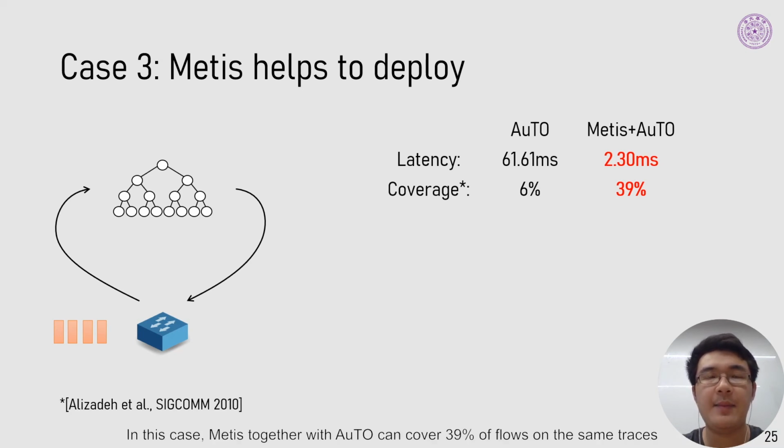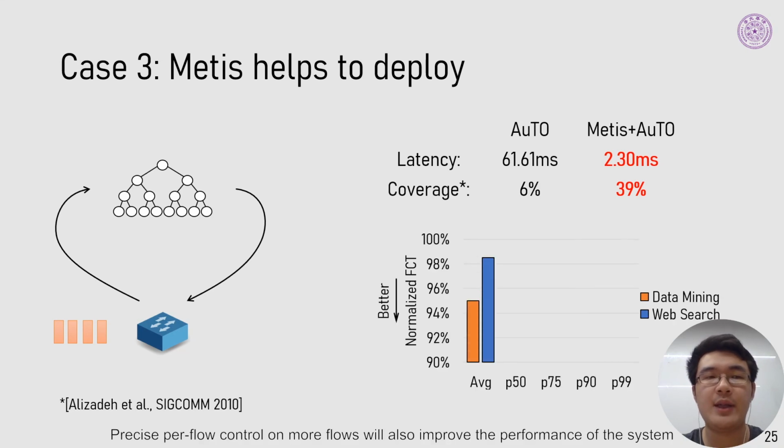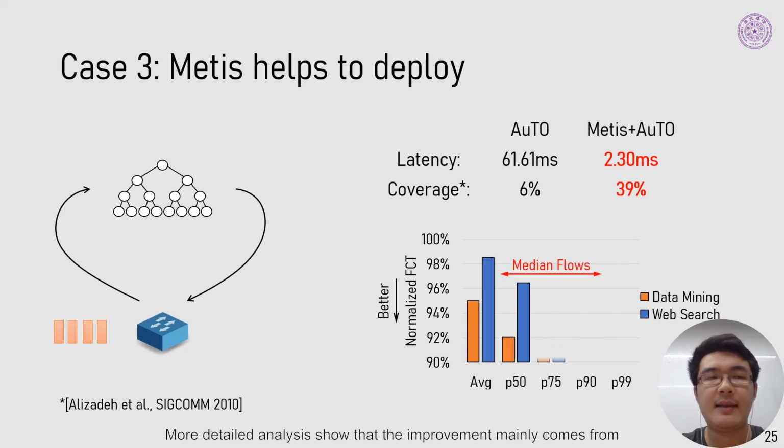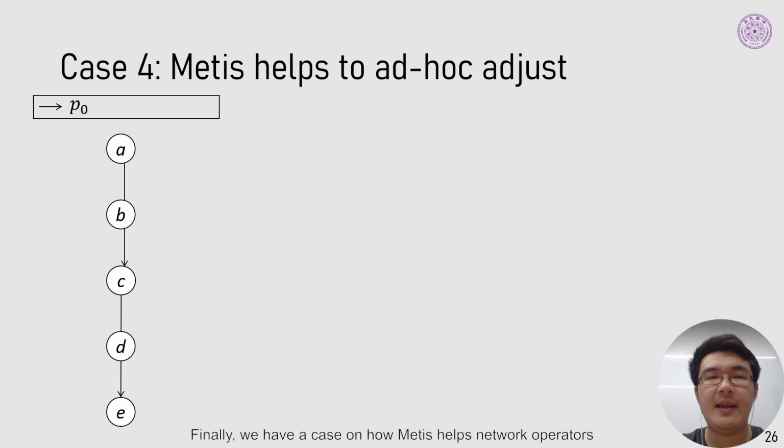In this case, Mattis together with Auto can cover 39% of flows on the same traces. Precise per-flow control on more flows will also improve the performance of the system. By covering more flows, Mattis together with Auto can improve the average performance by around 2% to 5% on two traces. More detailed analysis shows that the improvement mainly comes from the optimization of those median flows, which are newly covered by Mattis.